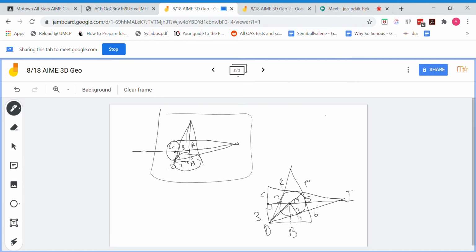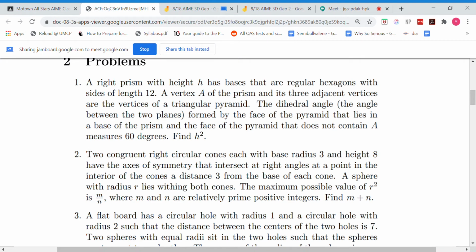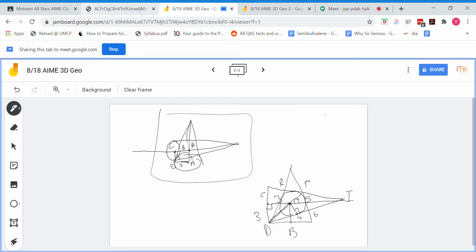And so AH will equal 5 over 8 times 3. And so we'll get 15 over 8.